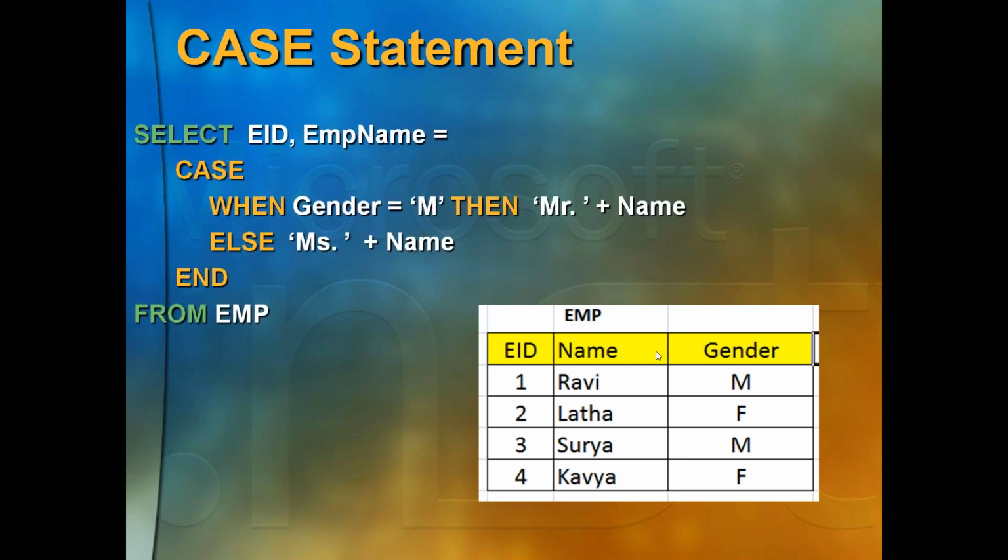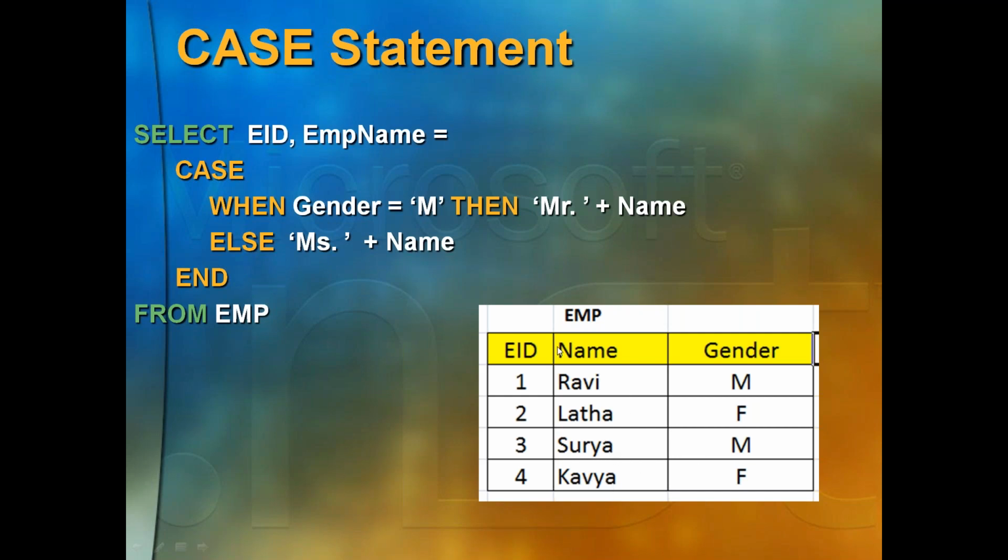So this is how we should write it. Employee ID, employee name, what is this? Alias. Case, when gender is equivalent to male, then I'm concatenating: Mr. is the constant plus name. Clear? Else Miss plus name. If it is M, then Mr. plus name, so Mr. Ravi. Else Miss Lata, and Mr. Surya, Miss Kavya.